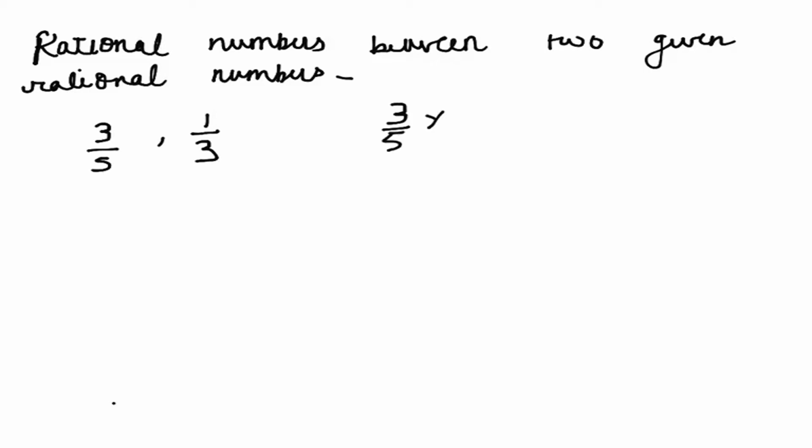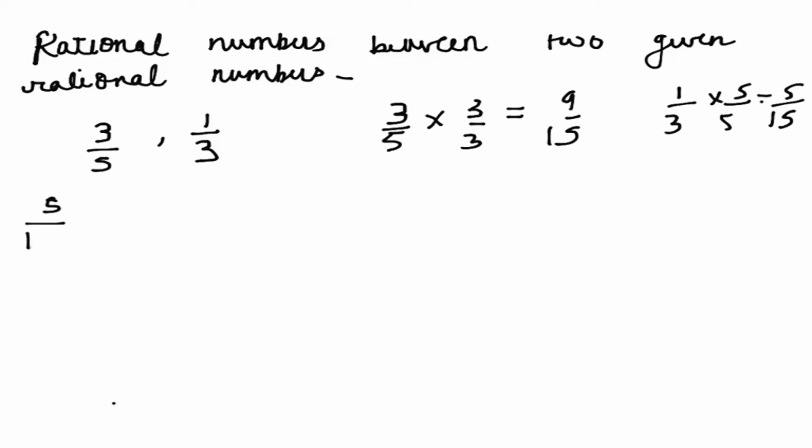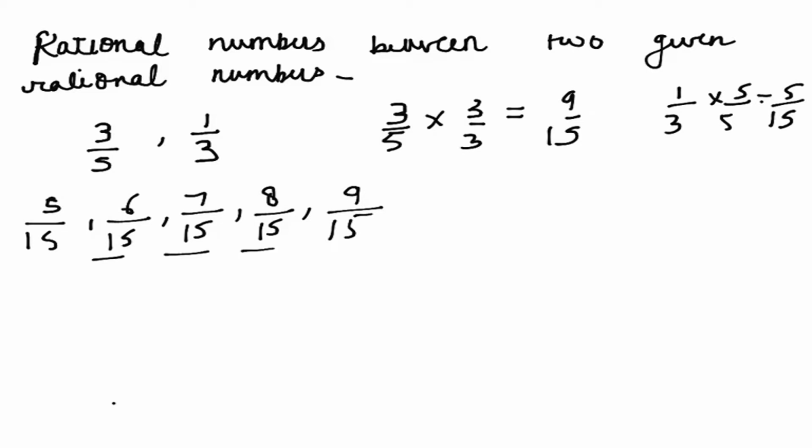Here we will multiply by 3, so we will get 9 by 15. The other one we will multiply by 5, so we will get 5 by 15. So between 5 by 15 and 9 by 15, we have 6 by 15, 7 by 15, 8 by 15. These are the three rational numbers between these two rational numbers.